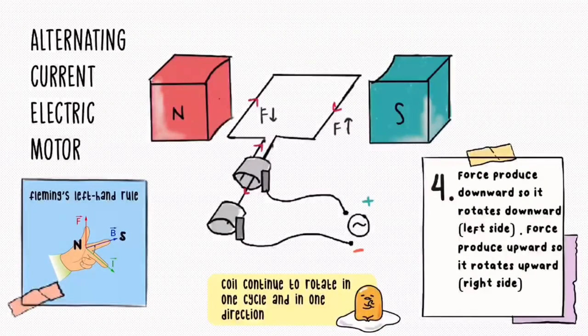So here, the force produced is downward, so it rotates downward at the left side, and the force produced is upward, so it rotates upward at the right side as it should be, and that's how it can rotate in one direction only. So the coil continues to rotate in one cycle and in one direction, as the Gudetama says.